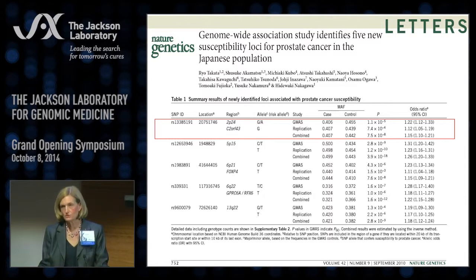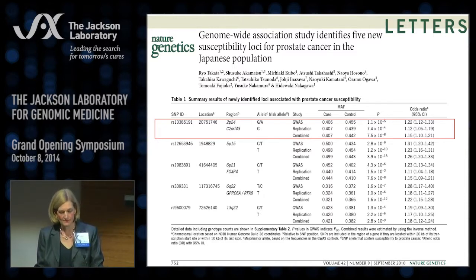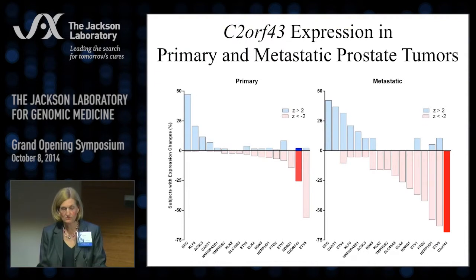And one thing we did, and this shows the ability to use all kinds of convergent genomic evidence these days, it turns out that this gene's expression in primary and metastatic prostate tumors is very significantly downregulated as compared to a list of COSMIC genes that are recognized for prostate cancer. So you can see the C2ORF43 downregulation in the primary and in metastatic tumors.